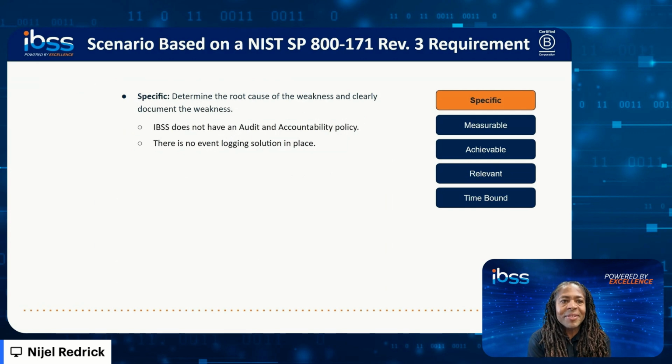And now we're going to go into detail about developing a SMART POA&M, looking at each one of the attributes associated with the SMART acronym. So, in regards to being specific, we certainly want to determine the root cause of the weakness and clearly document that weakness. So we determined in the scenario that IBSS does not have an audit and accountability policy. And also we determined that there is no event logging solution in place.